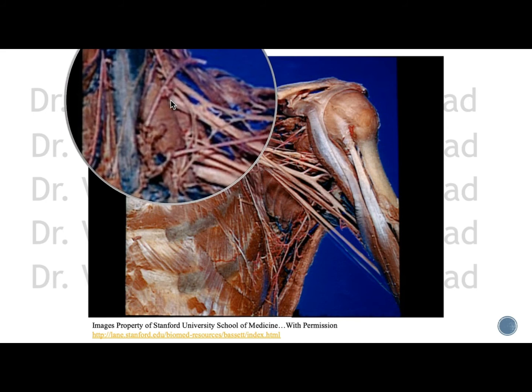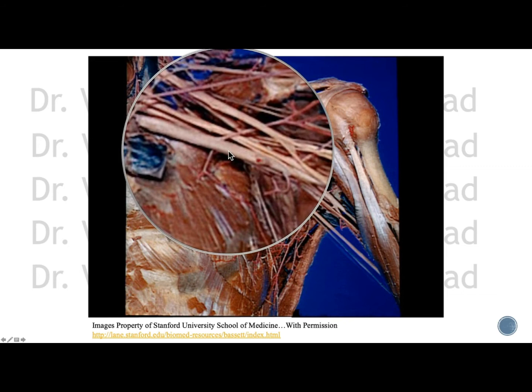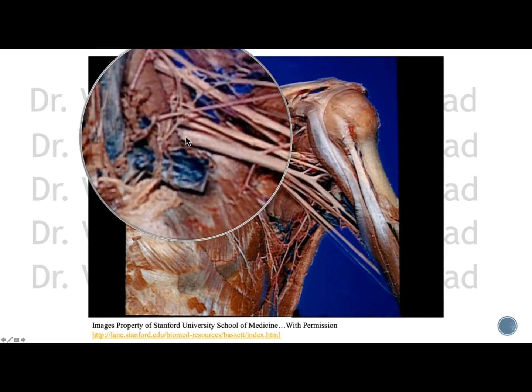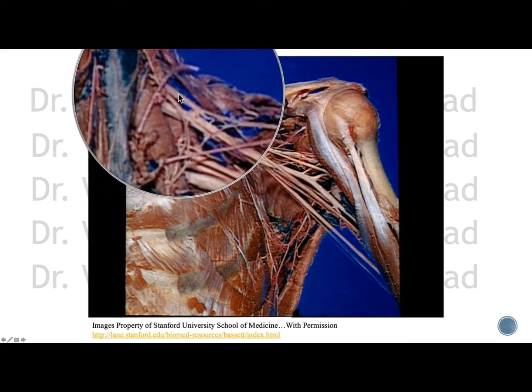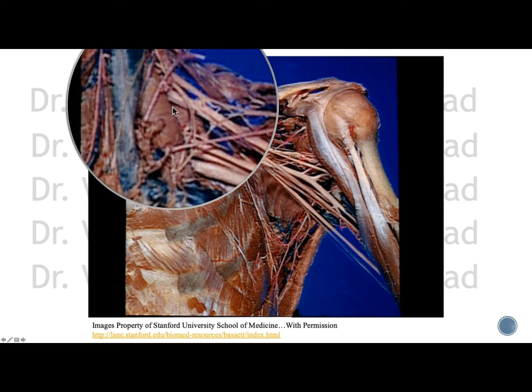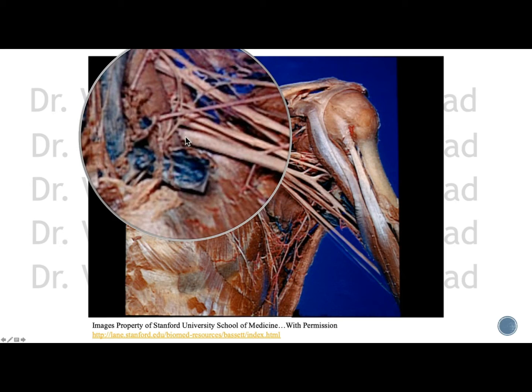Now, if you know that the upper, middle and lower trunks lie behind the scalene anterior, what do you expect to find? You'll find three structures. Then the subclavian artery is behind the scalene anterior muscle, but at a lower level, it's this one. See that? This is the subclavian artery. So you expect to find four structures. Now let's count here. This is 1, 2, 3, 4, 5 structures. What happened here?